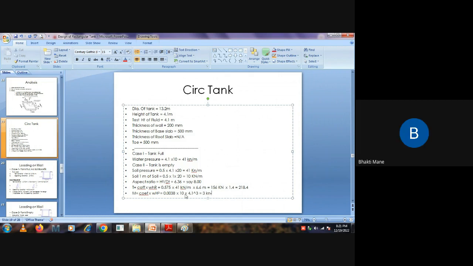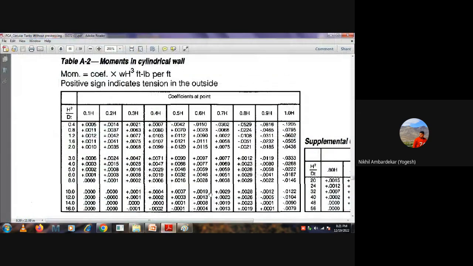Sir, while calculating moment, we don't have to consider the negative coefficient, right? Yes. Actually you have to calculate both. But if you calculate the maximum, what is negative and positive? Negative means hogging and positive means sagging. Sir, at 1H it is minus 0.0146. So that will be the maximum if I don't consider the positive or negative side.